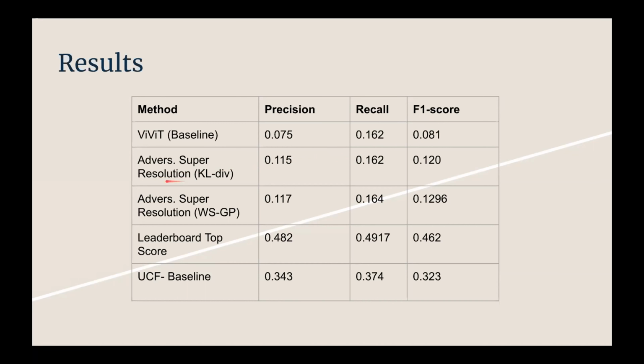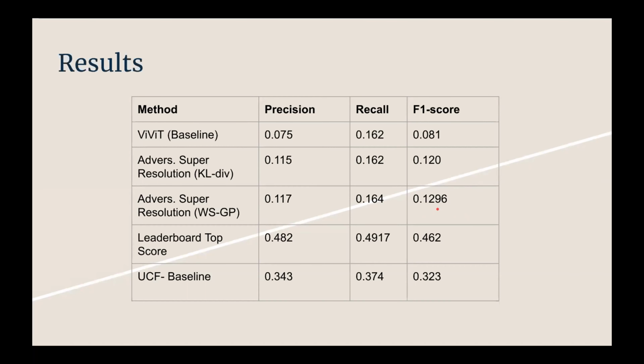Then our adversarial super resolution network with KL divergence loss is giving us almost a 5% improvement over the pure Tiny ViViT baseline. So we're getting about a 12% F1 score. Slightly changing the training setup from KL divergence loss to Wasserstein loss and gradient penalty is giving us a 0.0096% improvement in F1 score. So this is the best F1 score that we have so far.